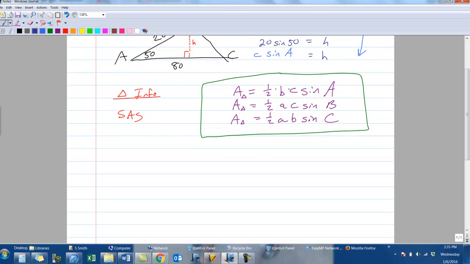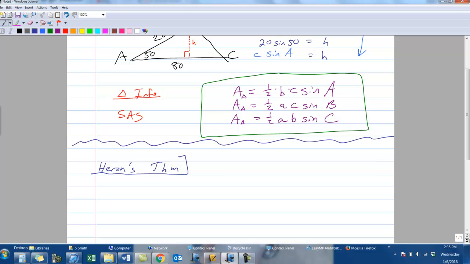Now, there's another way to figure out the area of a triangle. An old dusty Greek dude named Heron. Some people call him Hero. Heron's theorem. Again, Heron is an old dusty Greek dude. He was born in the year 10. Back in the day. Anyways, Heron's theorem says this.